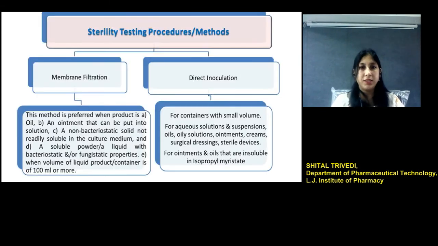Let's see about the sterility testing procedures or methods. IP specified two methods: Method A, called the membrane filtration method, and Method B, called the direct inoculation method.